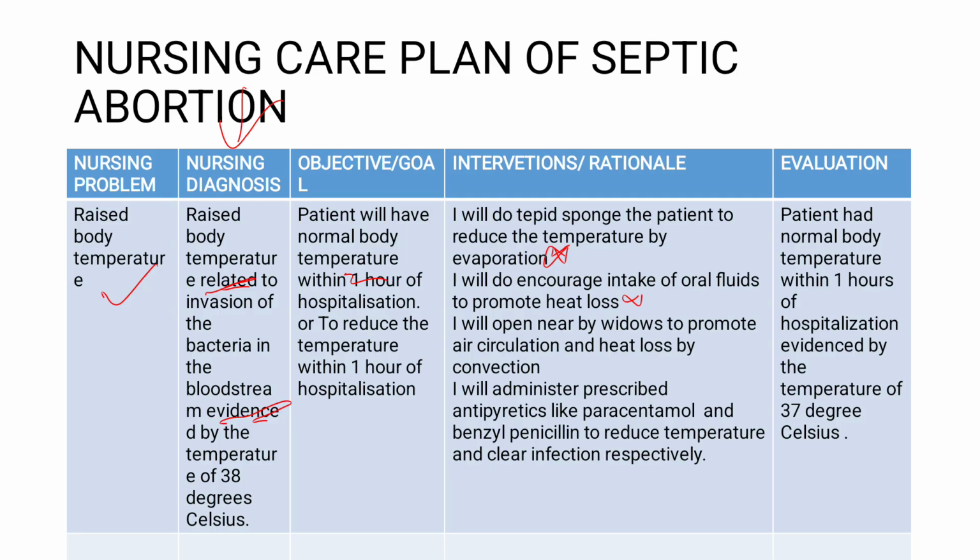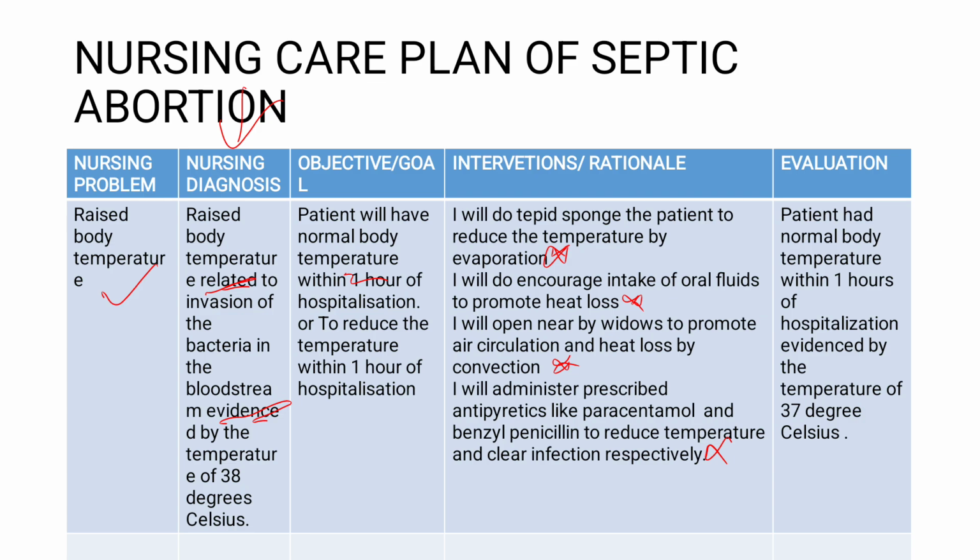We can encourage the patient to take oral fluids to promote heat loss. We can open nearby windows. This promotes air circulation and heat loss. We can also administer antipyretic drugs like paracetamol to reduce the temperature, also benzylpenicillin to clear out the infection which is causing the rise in body temperature.